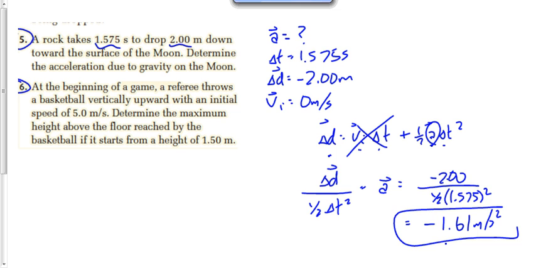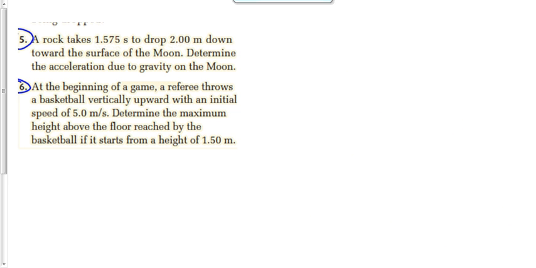Okay, let's take a look at number 6 here. This one says, at the beginning of a game, a referee throws a basketball vertically upward with an initial speed of 5 meters per second. What's the maximum height above the floor reached by the basketball? Starts from a height of 1.5 meters. We're not going to pay any attention to this right now. We'll deal with that later on. I don't really care what height it starts from. Right now, I want to focus on what's really going on in this question.